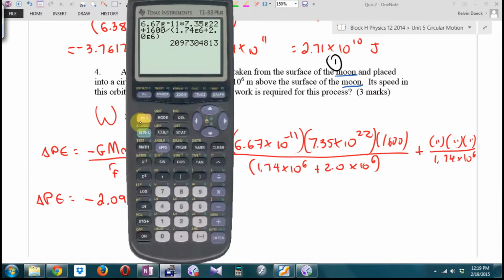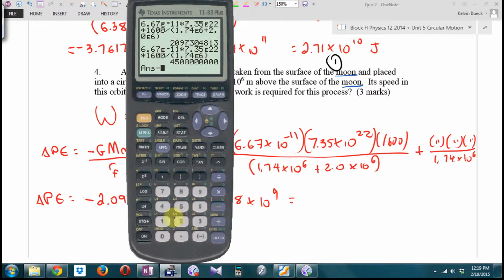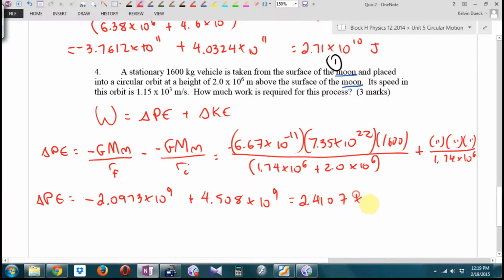Plus 4.508 times 10 to the 1, 2, 3, 4, 5, 6, 7, 8. 4.508 times 10 to the 9. So it's going to be that, take away 2.0973 times 10 to the 9th. Is the change in potential that? 2.4107 times 10 to the 9th. 2.4107. Put a box around that because I'm going to use it later.